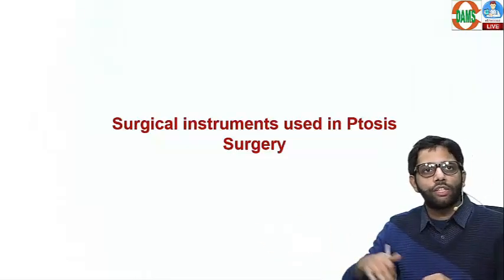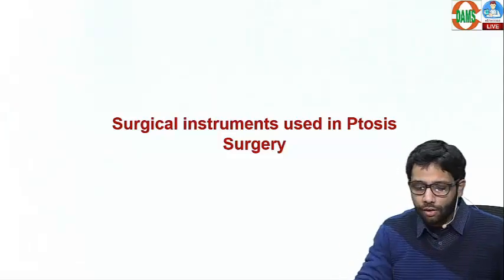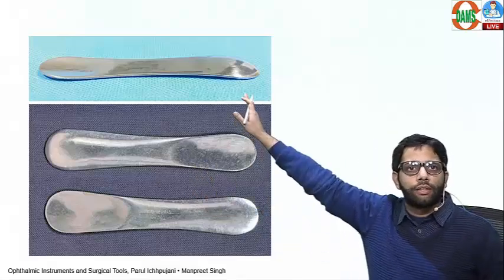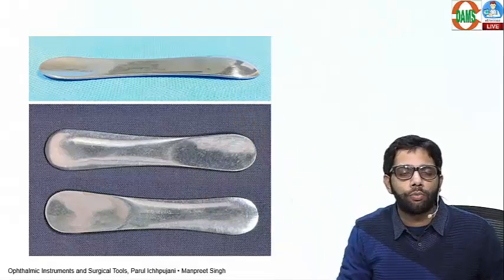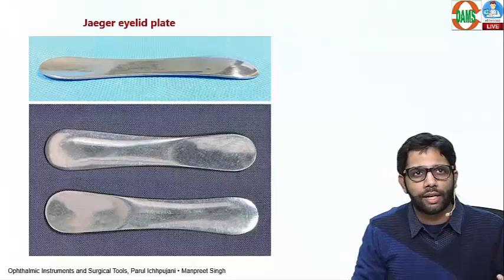Simultaneously, let us see the instruments which you can be asked in a viva. In ptosis surgery, there are some specific instruments which are used. What are these? I'll tell you the name also. These are to protect the eye globe while doing an eyelid surgery. This is known as an eyelid plate. Jaeger's, the name of the scientist.